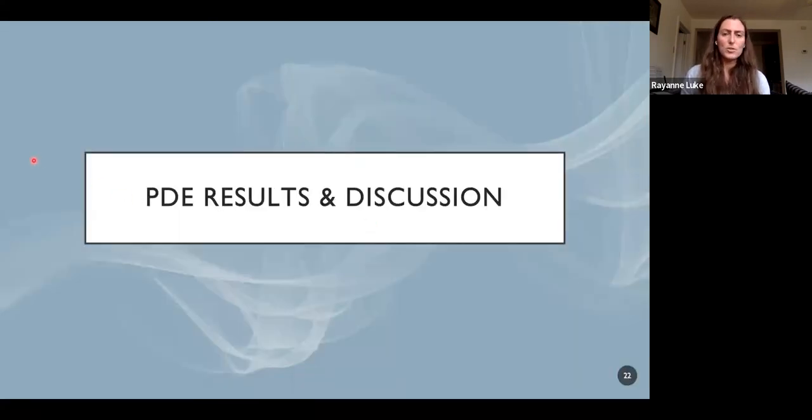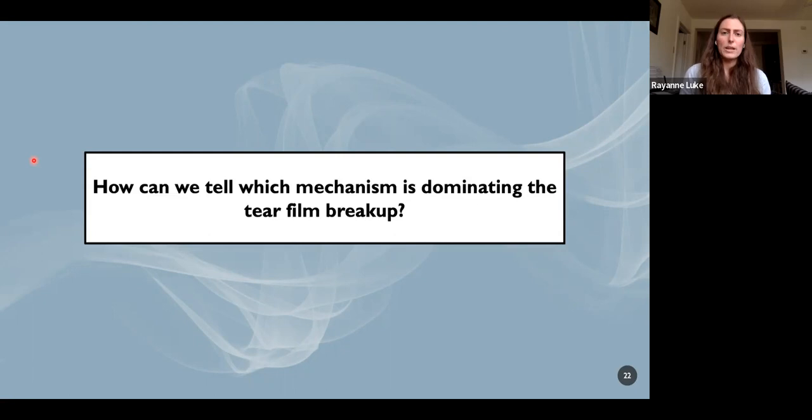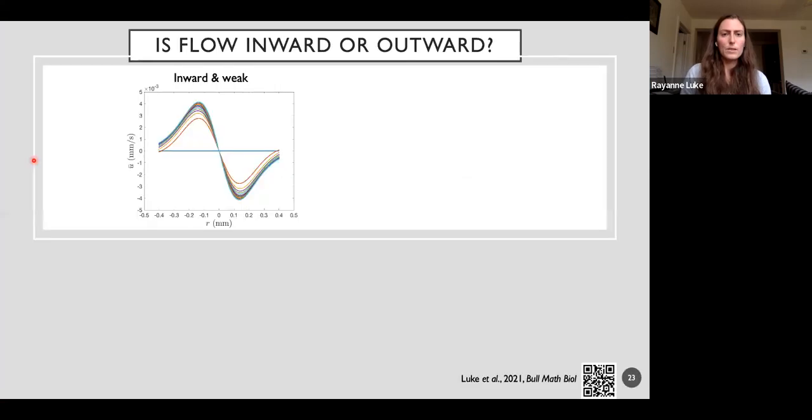Okay, so some takeaway results about our PDE models. One big thing we would like to do with our results is use them to tell us which mechanism is dominating the tear film breakup. So there are a couple of different things that we look at in order to do that. One thing we look at that I mentioned before is the flow direction. So pressure dominated capillary Poisson flow is going to be directed inwards, and that is characteristic of evaporation-dominated thinning. In contrast, outward Couette dragging flow is indicative of the Marangoni effect, and that will be Marangoni-dominated thinning.